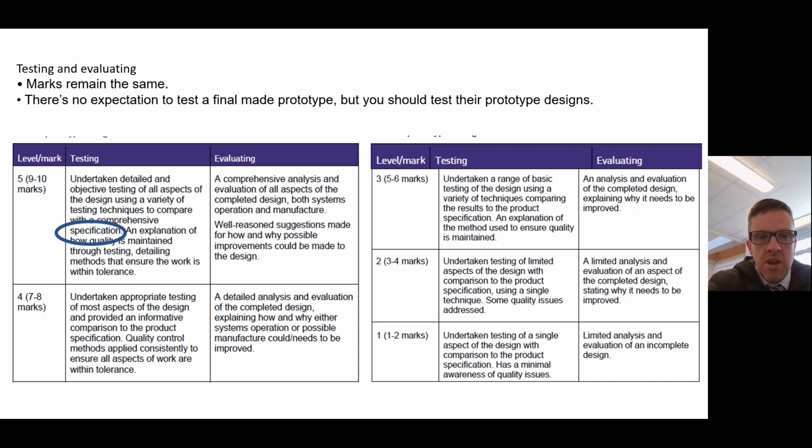If we look at that first mark band, I'm just blowing this up on my screen so I can see it a bit easier. You've undertaken detailed and objective testing of all aspects of the design using a variety of testing techniques to compare against a comprehensive specification. So essentially, the first thing you've got to do is find your specification. That was your list of 8 to 10 points governing what you've designed and how you've gone about it. An explanation of how quality is maintained through the testing, detailing methods that ensure that work is within tolerance or within the right sizes. How does it fit together correctly?